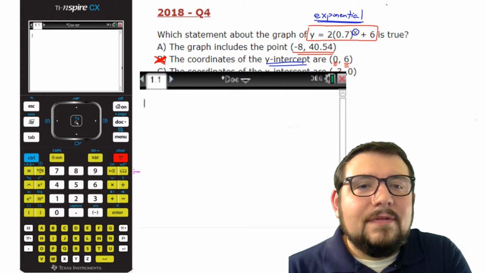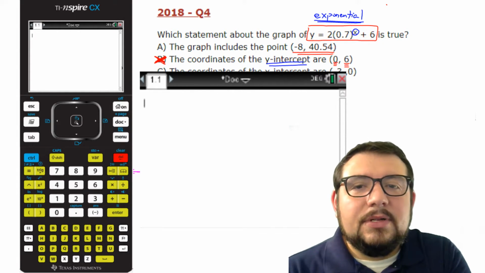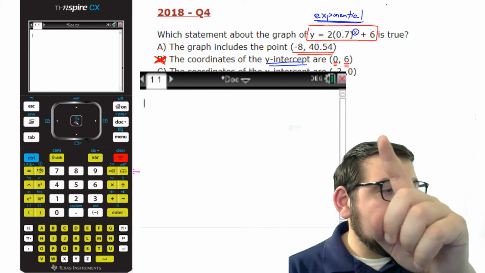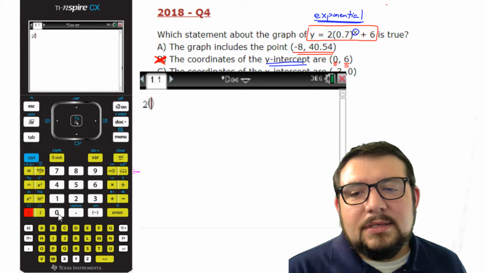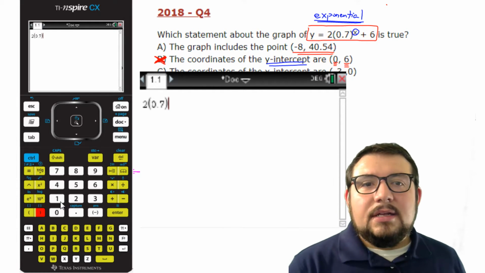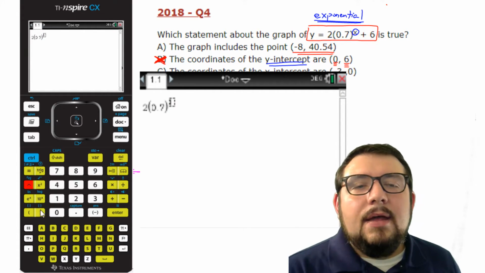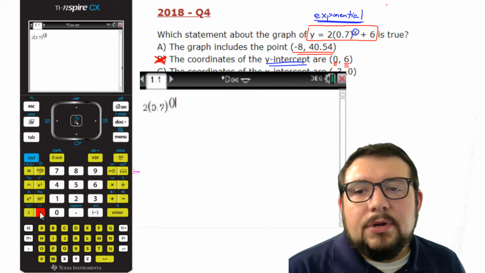It says which graph, and the equation is y equals 2 times 0.7 to the x plus 6. So this is the part that I need up here, the expression from my word problem. Here I'm going to put 2 parentheses, 0.7 parentheses. To put the x in the exponent, I just pressed up. And what I always tell students is to put parentheses when you're going to put in a new number.